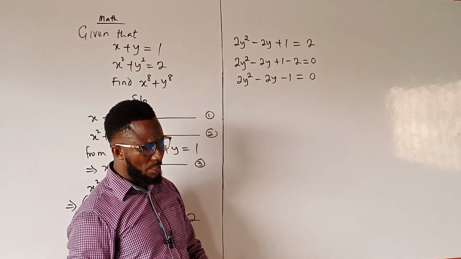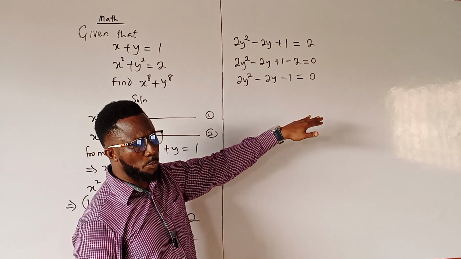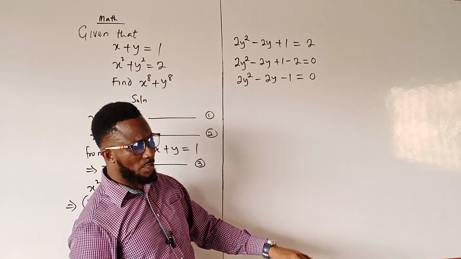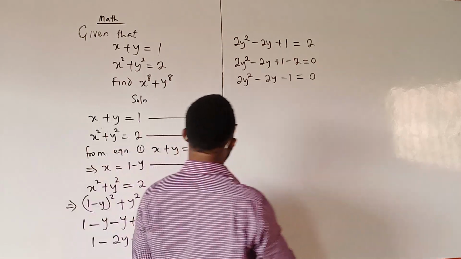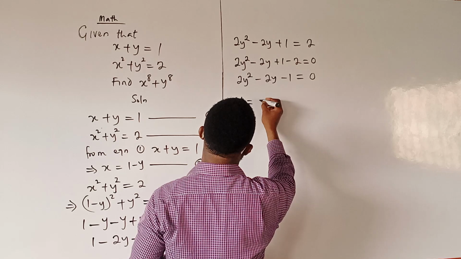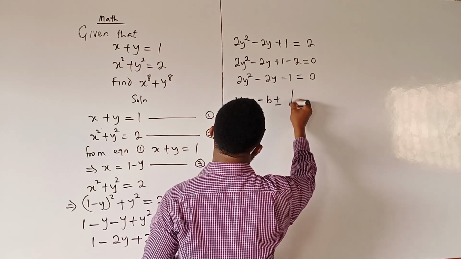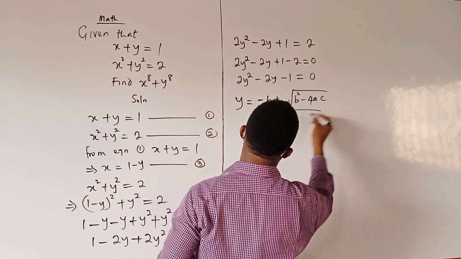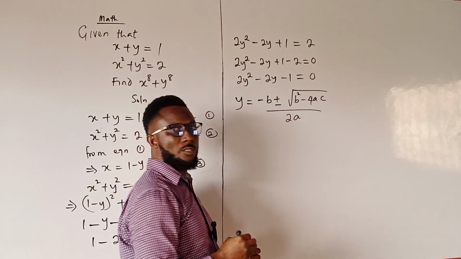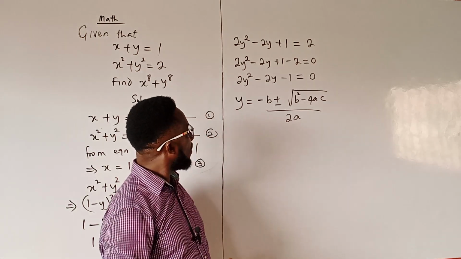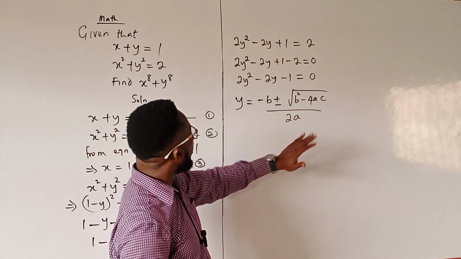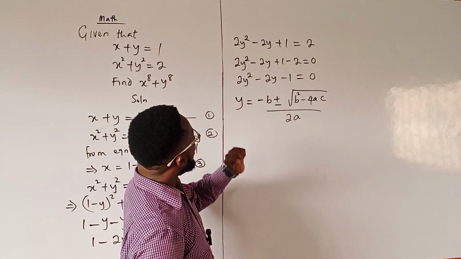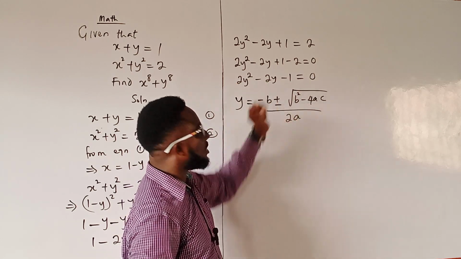Look at this equation very well. This cannot be factorized. This is not factorable. So we are going to use the quadratic equation formula. And this quadratic equation is in y. Therefore y is going to be negative b plus or minus the square root of b squared minus 4ac upon 2a. So this is the quadratic equation formula. The a, b, c you see in this formula are the constant terms in this equation. a is 2, b is -2, c is -1.